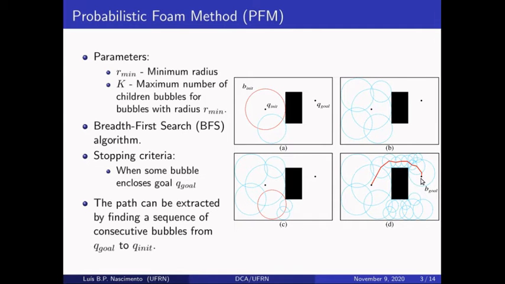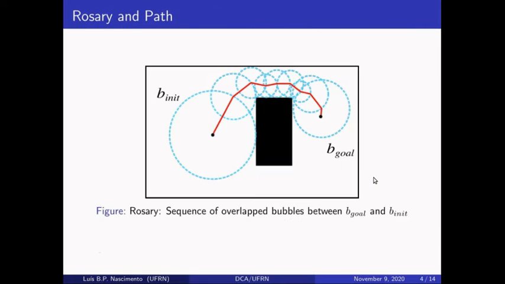An obstacle-free path can be extracted from the foam by finding a sequence of overlapped bubbles from the goal configuration to the initial configuration. And this structure is called a rosary. The rosary is an important structure since it maintains the path with high clearance from the obstacles. Besides, it's possible to apply some path smoothing techniques, maintaining the path within the bounds of the bubbles, which guarantees the path safety.